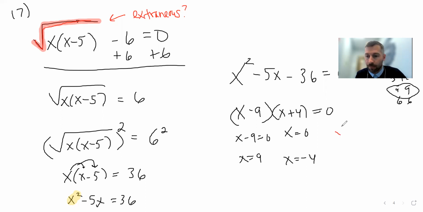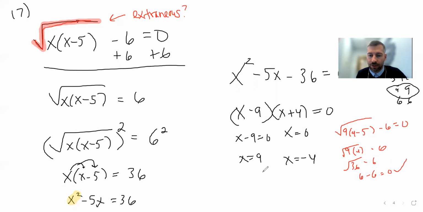So for the first one, I'm going to put my square roots. I'm going to do 9 first, and I'm going to do 9 minus 5 on the inside, and then a -6 on the outside. I want to see if that gives me 0. That's going to give me 9 times the square root of the quantity 9 minus 5. That's 4. Let's square root that. That gives me 36. Subtract 6. 6 minus 6 is 0. Boom, that one actually works. I'm going to put a check mark next to that one.